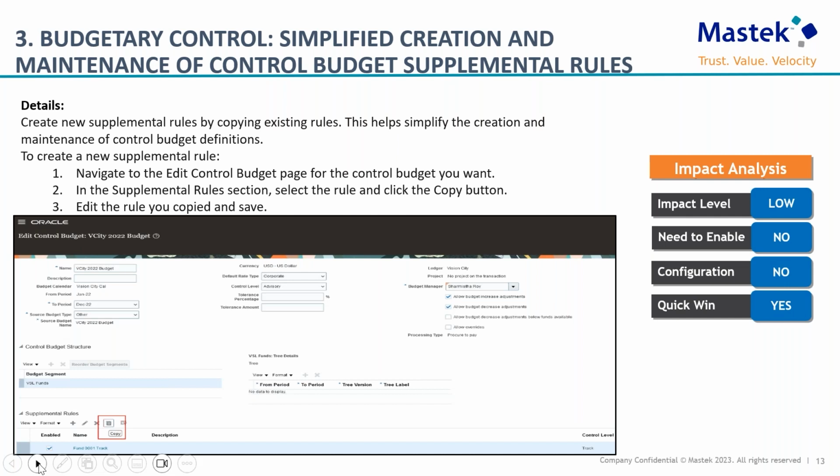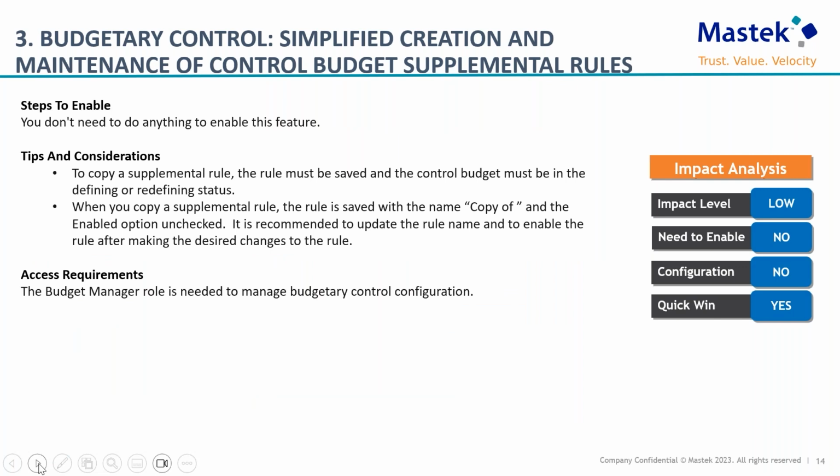By default, the rule is saved with the name "copy of" at the instance, and the enable button is unchecked. It is recommended by Oracle to change the rule name and enable the rule to carry forward this feature.